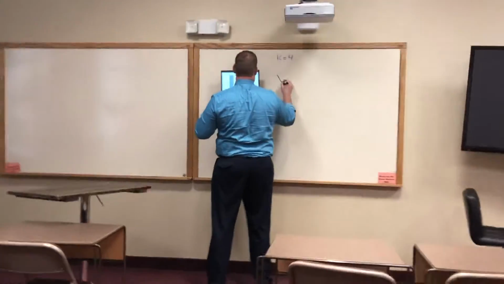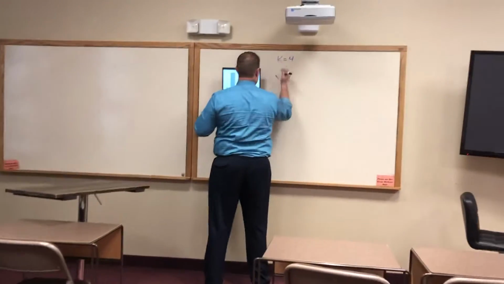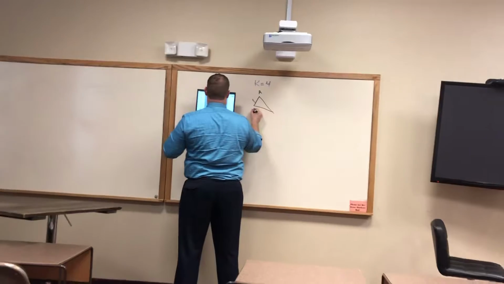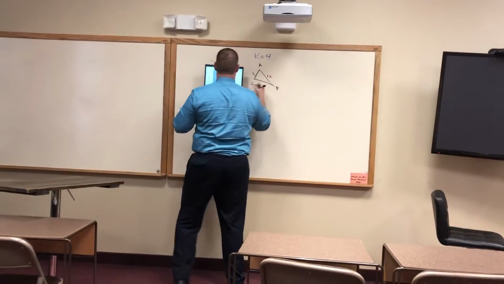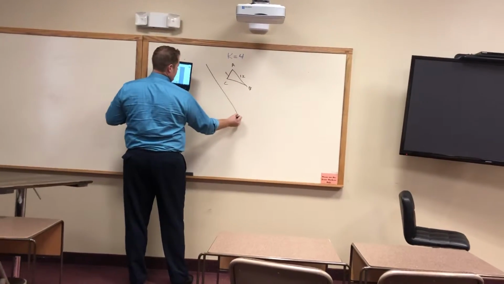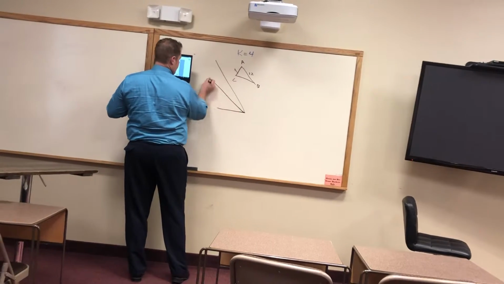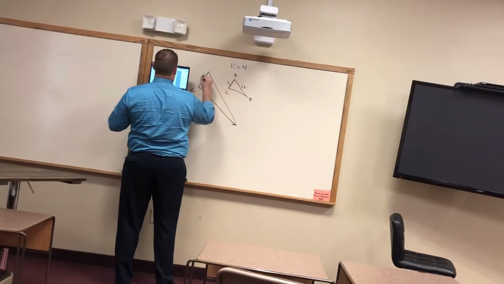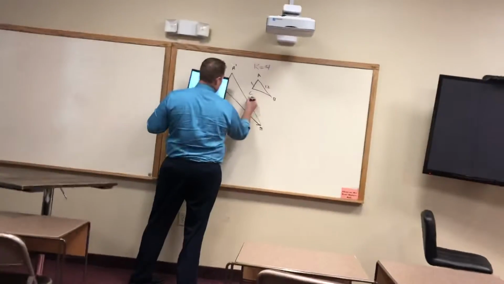So it looks like this. A, C, B, and that's 12. And then this one's really longer. And it's C, A prime, B prime, C prime, B prime. And this is 30.